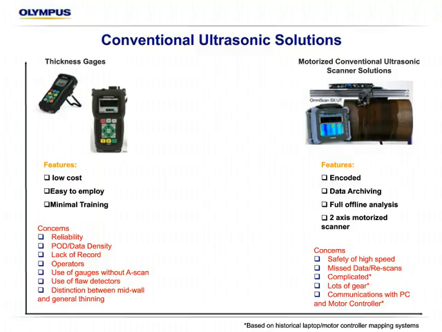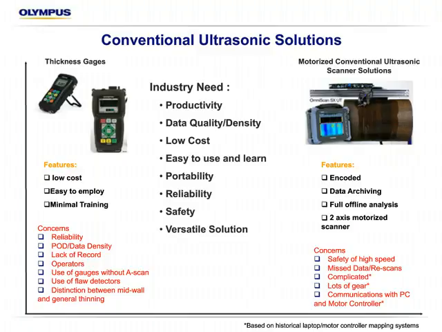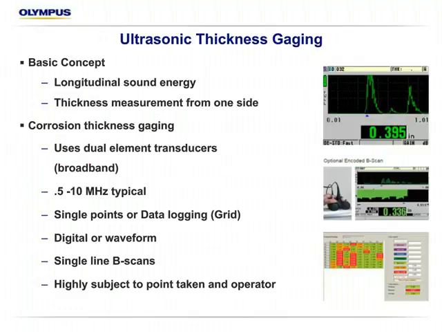So what does the industry really need for corrosion monitoring and mapping? Obviously productivity, data quality, high density data quality, low cost, easy to use and learn, portability, reliability, of course, safety, and something that's very versatile. So we'll just go a little bit further into ultrasonic thickness gauging.